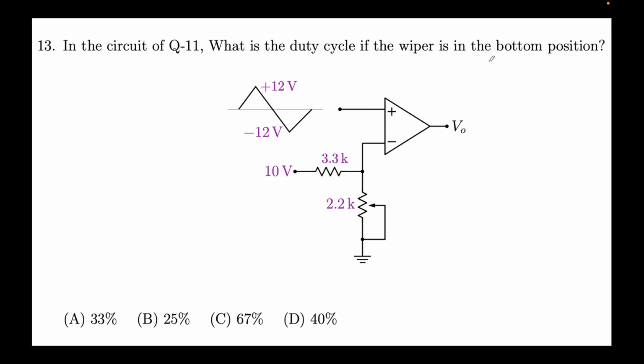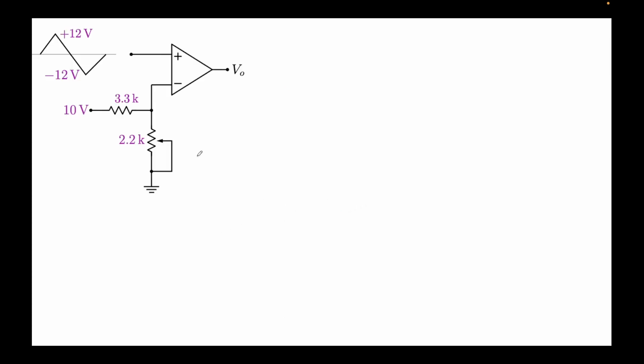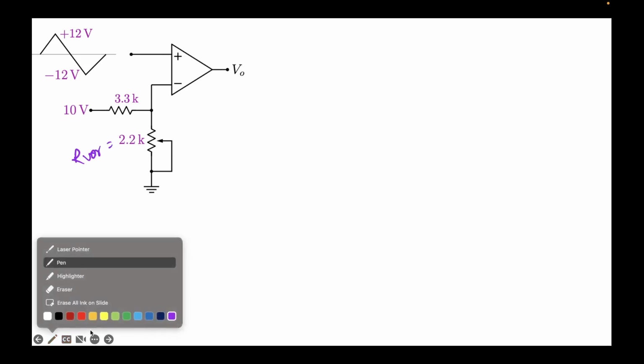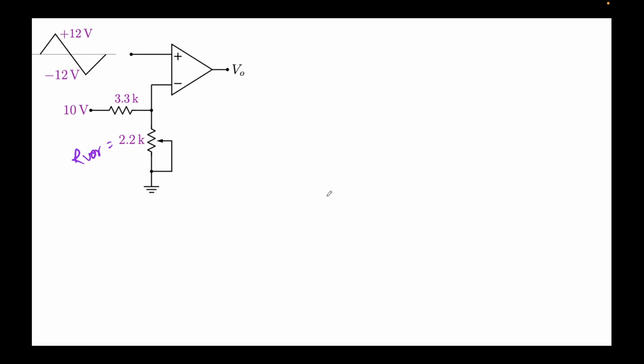problem in this set is when the wiper is in the bottom position. This means it's somewhere over here, right? This means we will see the complete 2.2k. So again I can say R var will be equal to 2.2k. Now, as always, we'll try to solve this problem. Remember, ideal op amp, so there'll be zero current flowing here and here. This is what our Vin is, and this is the Vref.